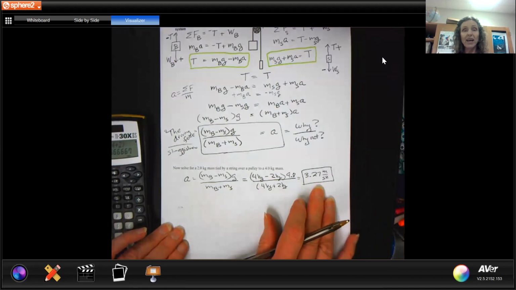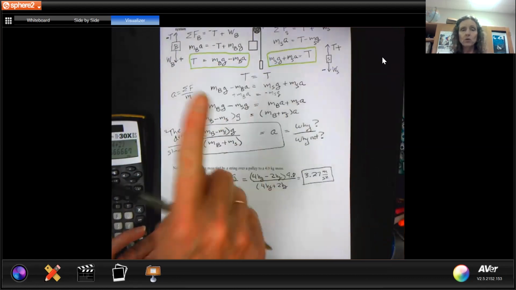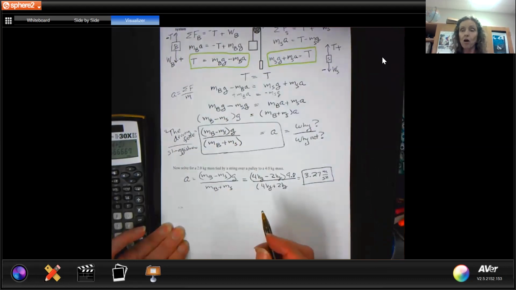How do I know that's right? And by the way, I should try to find the tension. Wait, I have 2 tensions. How do I know which one to use? Well, this is what's really cool. That will provide a way to check all of your work.